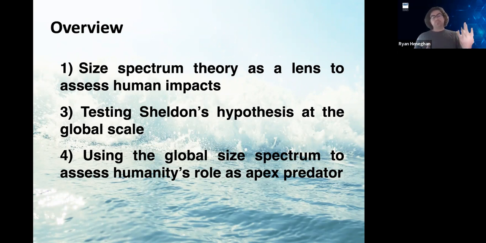And then we'll finish with looking at using the global size spectrum to assess humanity's role as marine apex predator. So can we do that, and how did we do it?